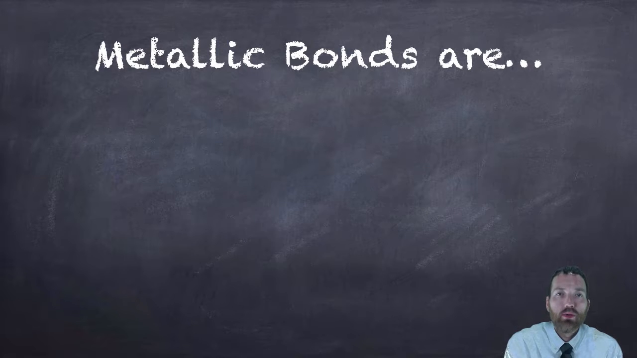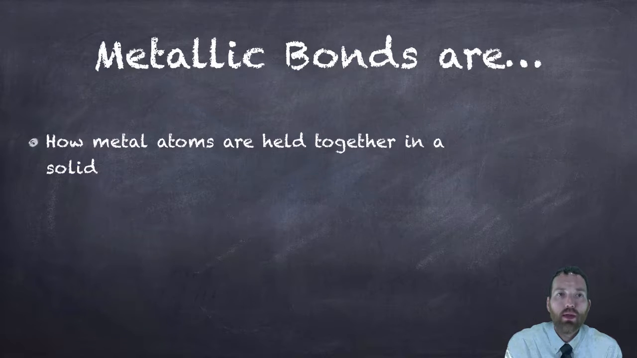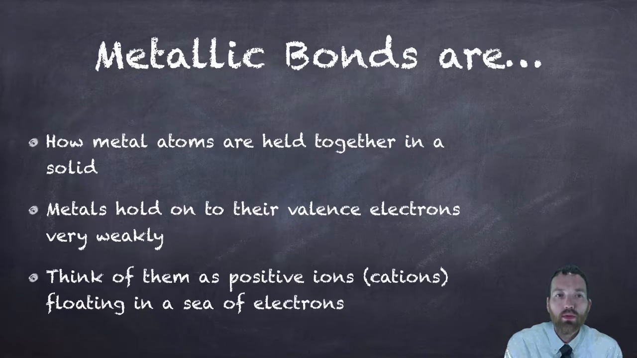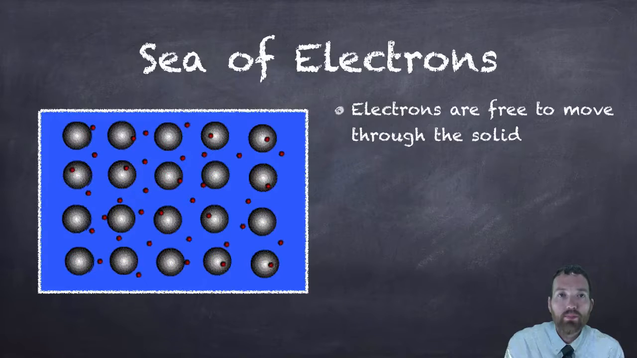So there's three types of bonds in the world: ionic, covalent, and metallic. Metallic bonds are how metal atoms are held together in a solid. The reason a metal will bond to another metal is because metals hold on to their valence electrons very weakly. They move around. You can think of them as positive ions or cations floating in a sea of electrons, and each cation is attracted to the negative electrons that are floating around it. And that force of attraction between the positive cations and the negative electrons flowing all around all of the cations is what holds a metal together.